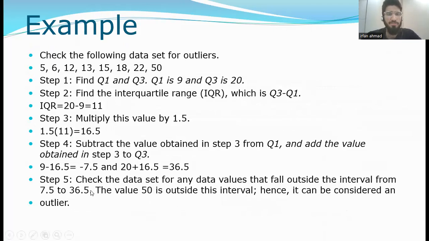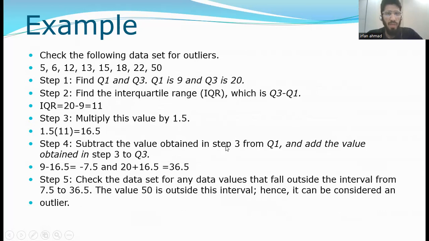This is the data, and we arrange it in ascending order. Step 1 is to find Q1 and Q3. Q1 you will understand from the previous example, so I left it here for you to calculate. Q1 is 9 and Q3 is 20 here. Find the interquartile range, which is Q3 minus Q1. So 20 minus 9 is equal to 11. Multiply this value by 1.5. So 11 multiplied by 1.5 is equal to 16.5.